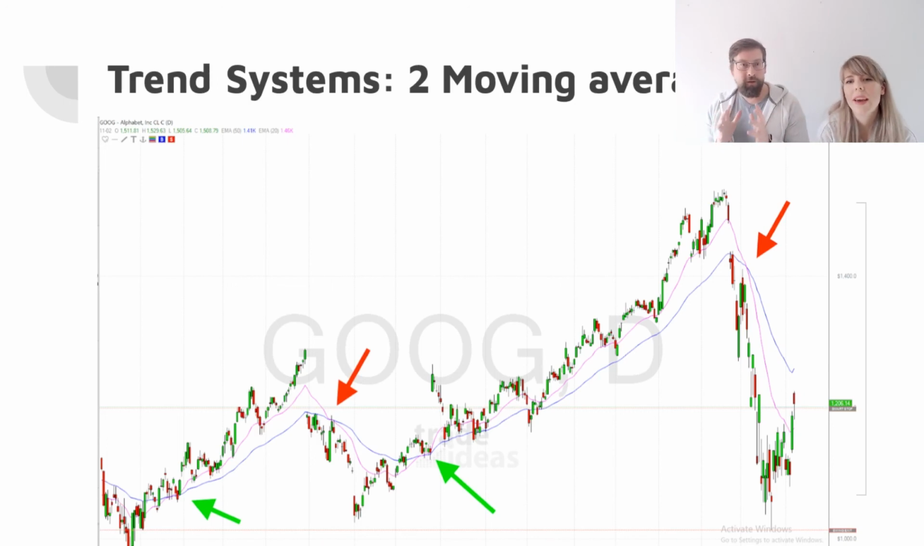Okay, all right, makes sense now? Because a shorter term moving average is going to be more sensitive to price movement, and a longer term moving average is going to take longer for price to move. So this is the same chart.